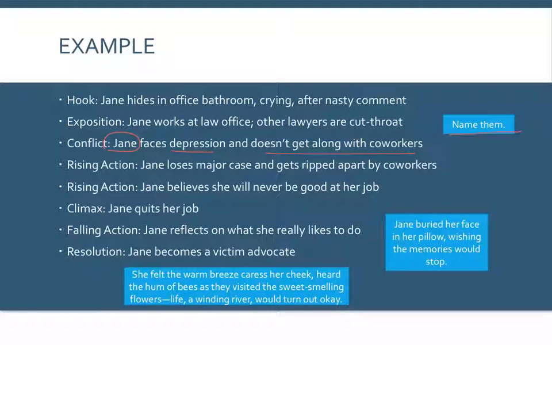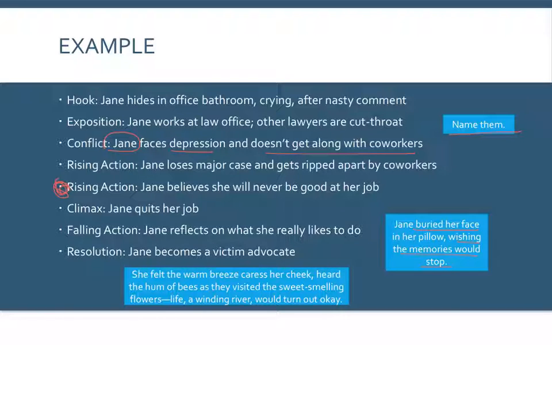We can also be very clear with the verbs that we're using here. We talked earlier about this rising action being a flashback, so perhaps she comes back to, she's burying her face in her pillow. To bury is something you talk about when you talk about death. You're burying your loved one. It's a dark word, just as Jane is feeling very dark right now, and she's wishing the memories would stop coming out of that flashback, perhaps.